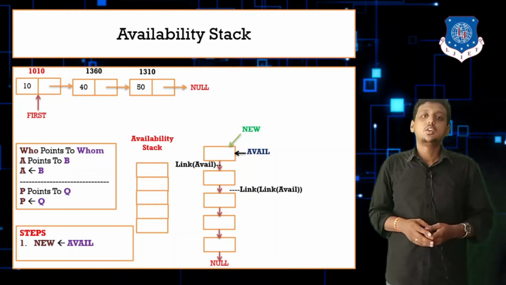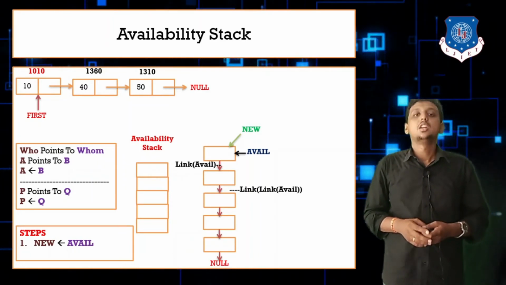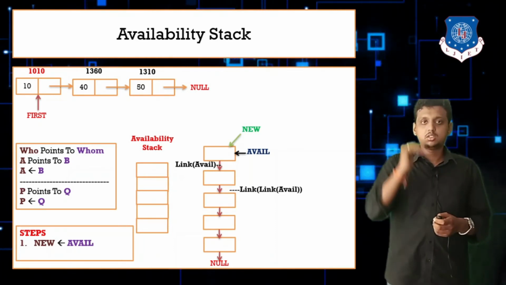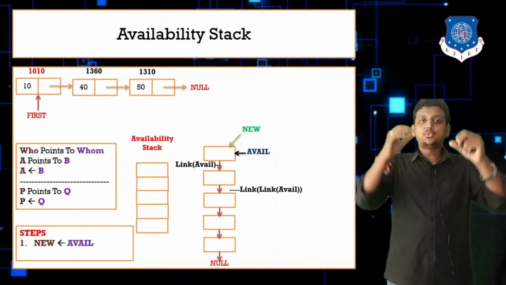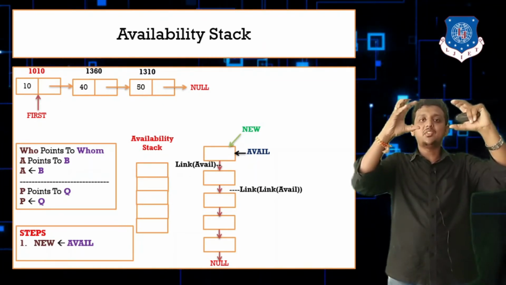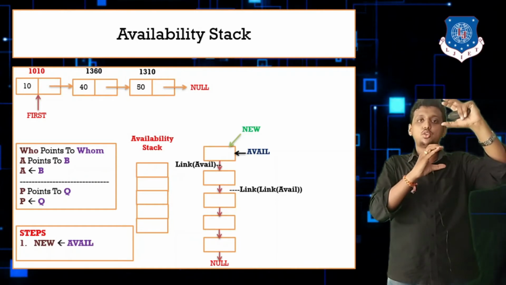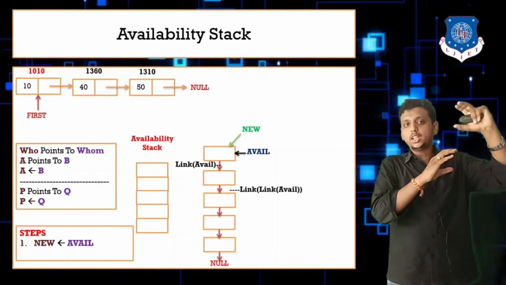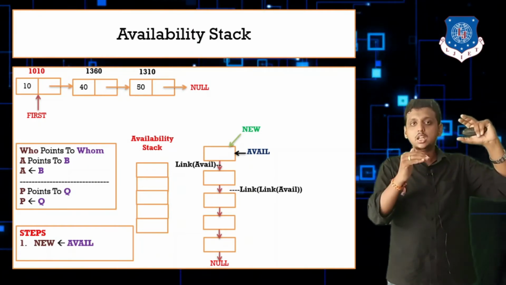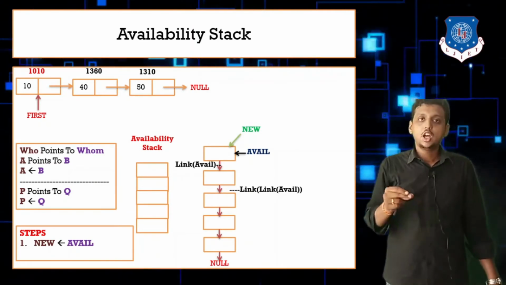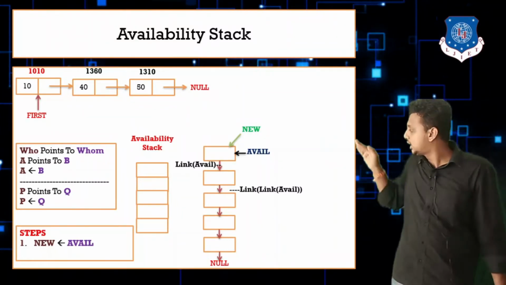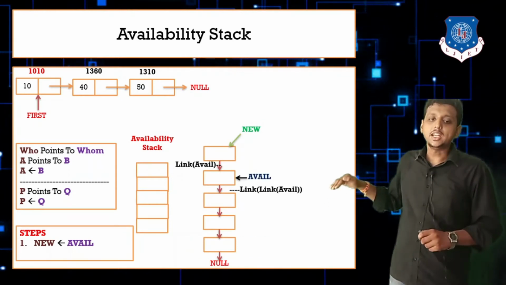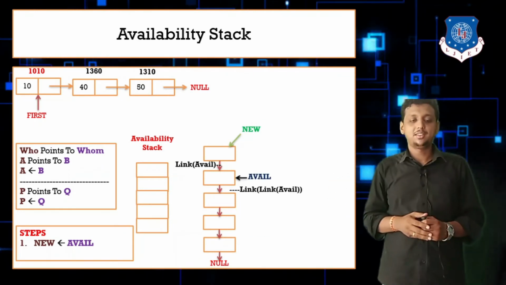Fine. Now, what will be our next step? Students, our next step is to move avail down. Now tell me, if the topmost node name is avail, then below the topmost node is known as link of avail, right? So what we need to write is, now the avail pointer is moved down and it will point to the link of avail. So here it is. Avail will go down and it will point to the link of avail.